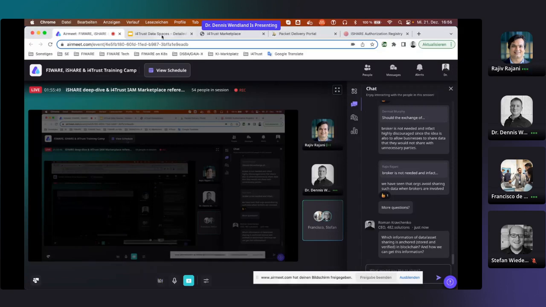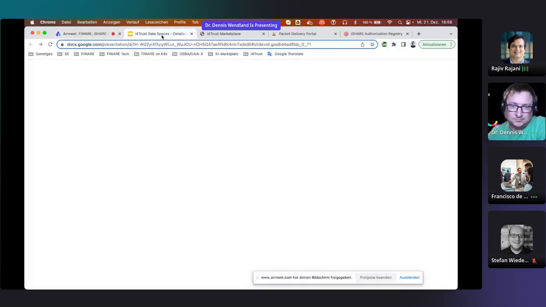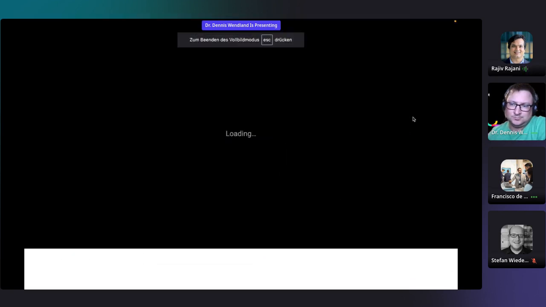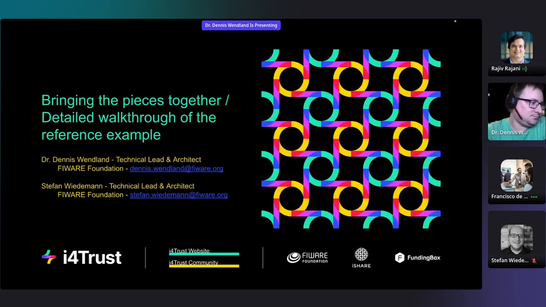Okay, I see one question. Which information of data set sharing is anchored, stored, and verified in blockchain? How do we get this information? Not sure which information you are talking about and which blockchain you are talking about? Sorry. Is it possible to support scenarios such as authorizing a user if he has bought something from the marketplace? Yes, that's what you will see now in the presentation from Dennis. Yes, this is what Dennis is going to show. Okay, so maybe it's too good to be true. Yeah, you will see.